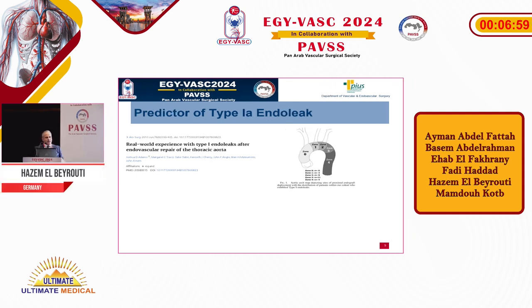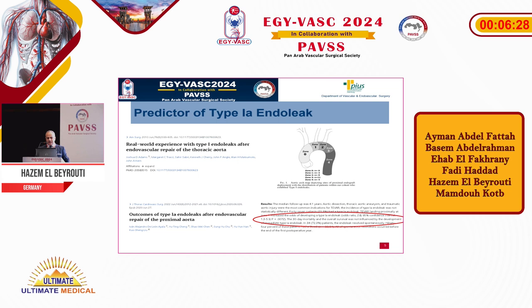In TEVAR, landing zones 3 and 1, by the Ishimaru classification, increase the risk of type 1 endoleaks, as the landing zone occurs in a curve. I mean here the proximal part of the stent, which is landing in the curve in the proximal part of the aorta, and the distal part curve in the aorta. It's also important to mention that the 30-day mortality is up to 20%.